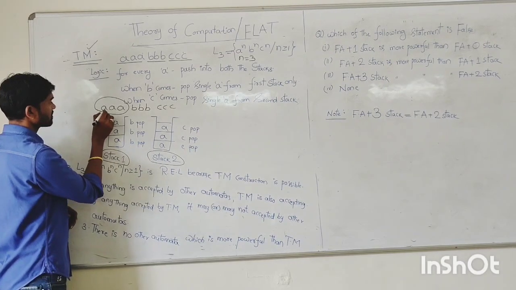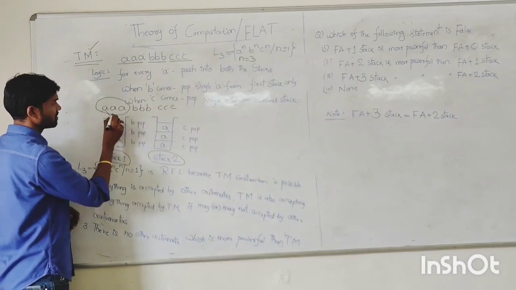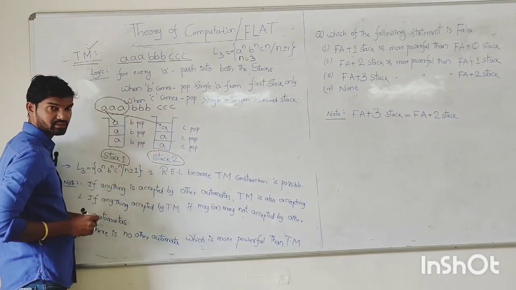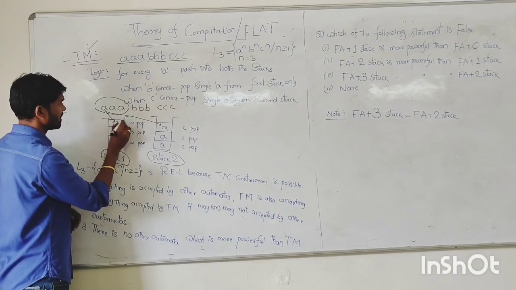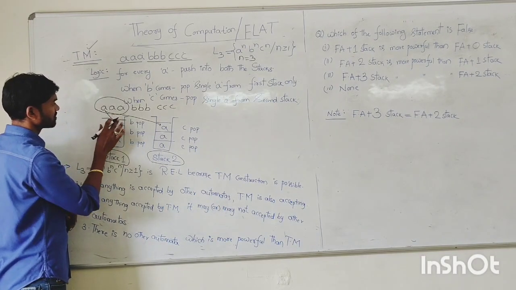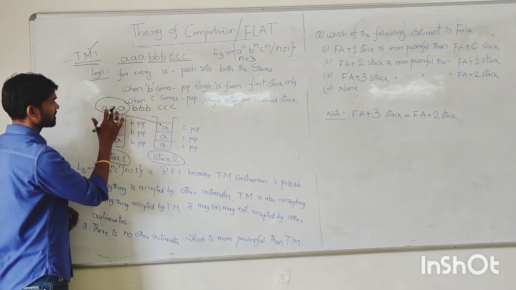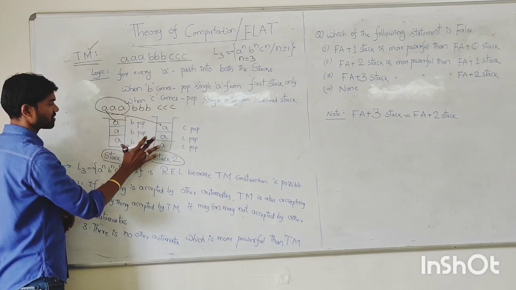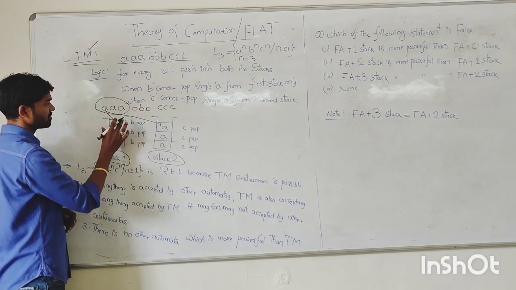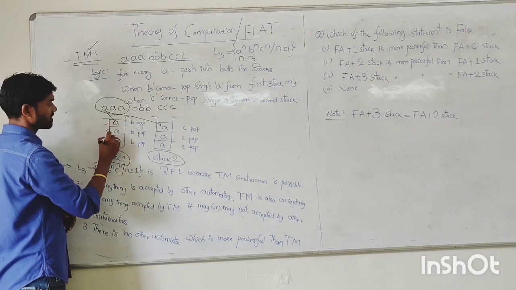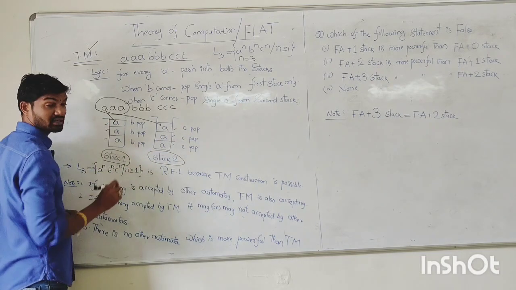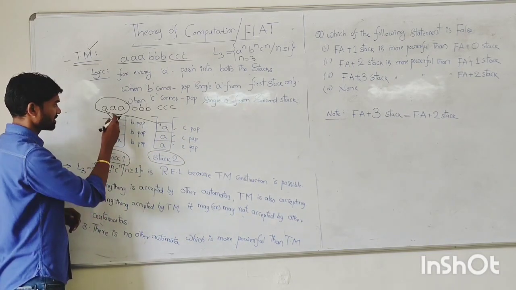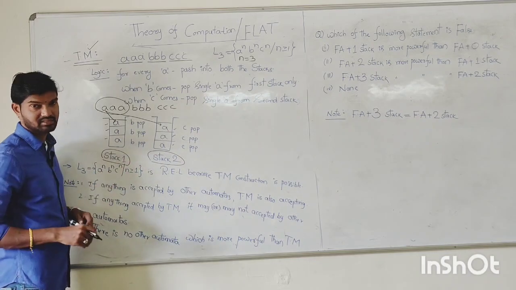Means for a single A, you have to push into stack 1. For a single A, you have to push into stack 2. So like this, for a single A, we are pushing into 2 stacks. And for another A, we are pushing into the 2 stacks. And for the third A, we are pushing into the 2 stacks. So each stack contains 3 A's. Stack 1 contains 3 A's, stack 2 contains 3 A's.